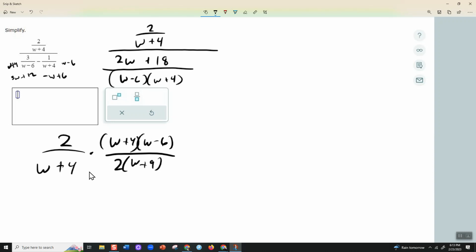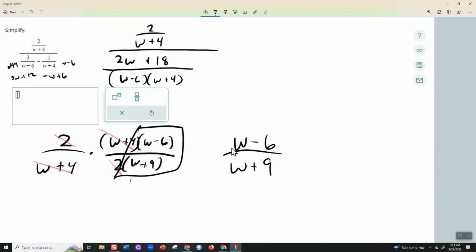All right, so I see here that I've got a lot of common factors. w plus 4, 2, and 2. So realistically, this is all I need for the answer, w minus 6 over w plus 9. Awesome.